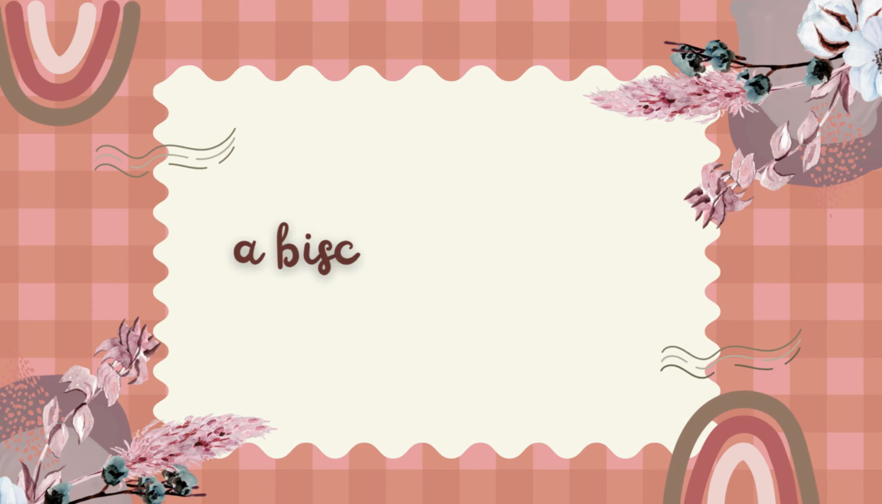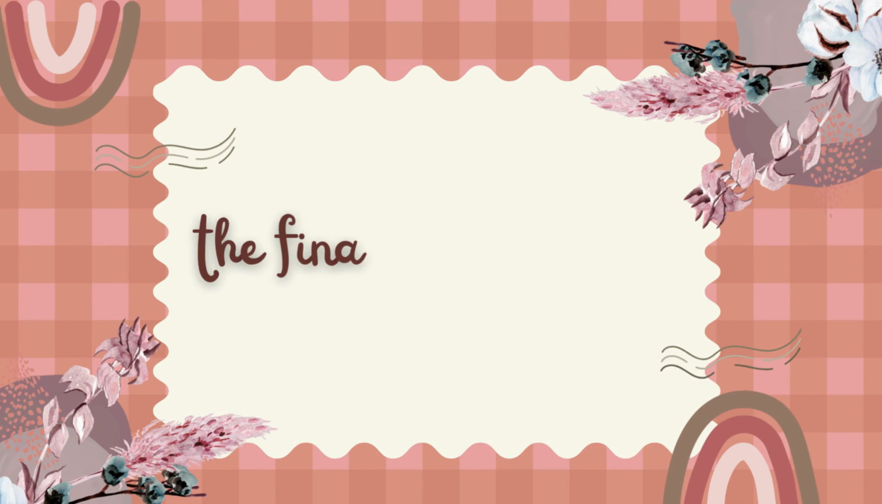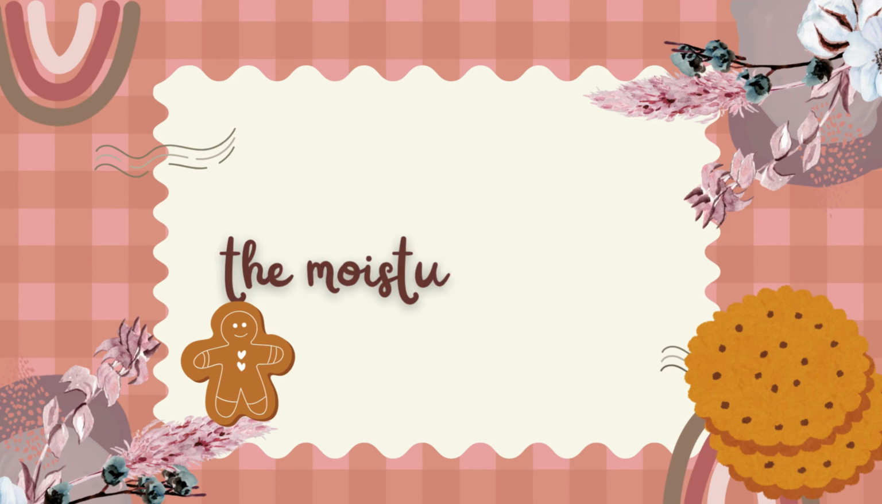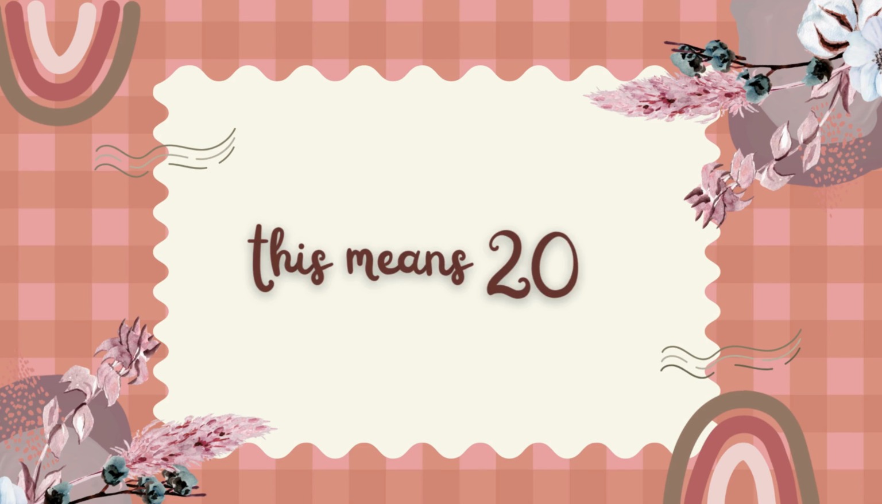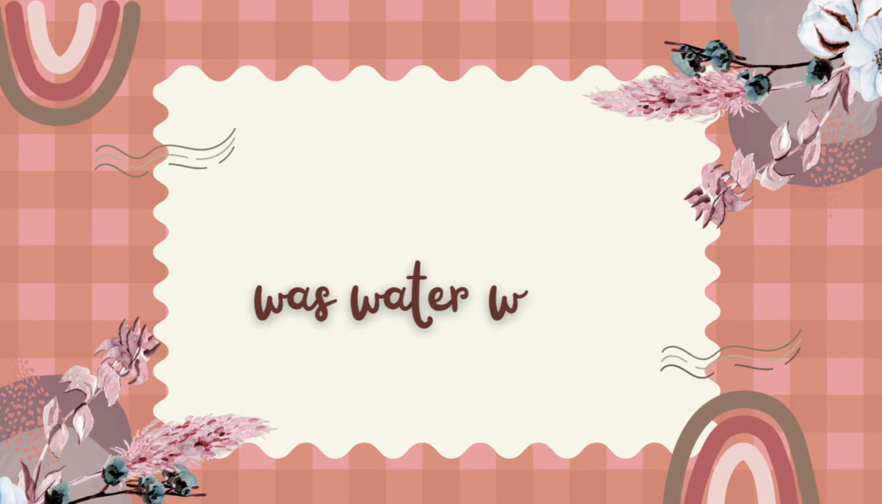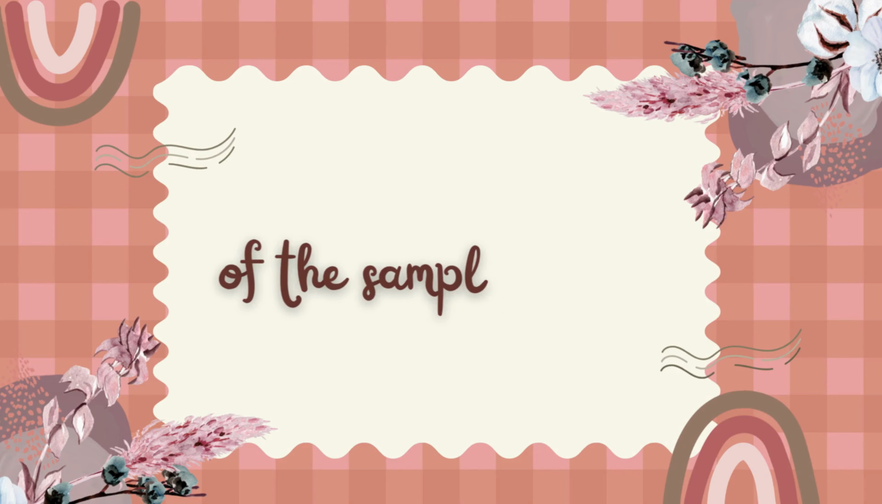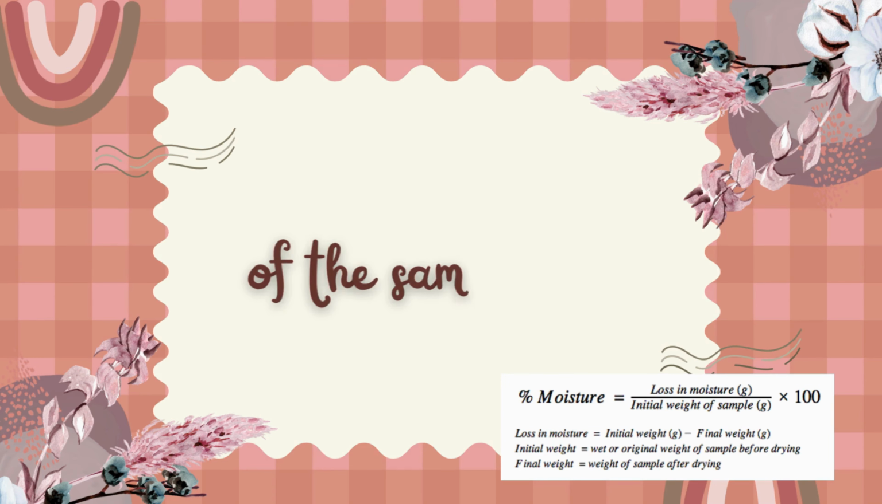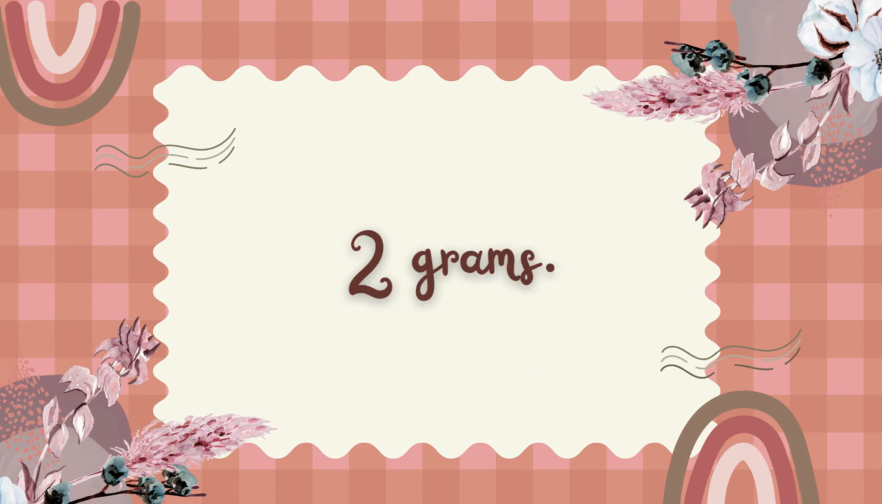For example, a biscuit sample has an initial mass of 10 grams. After drying, the final mass becomes 8 grams. The moisture loss is 2 grams. So, the moisture content is 20%. This means 20% of the biscuit sample was water. Based on the formula, the moisture loss is the initial mass of the sample, which is 10 grams, minus the mass of the sample after drying, which is 8 grams, so the moisture loss is 2 grams.